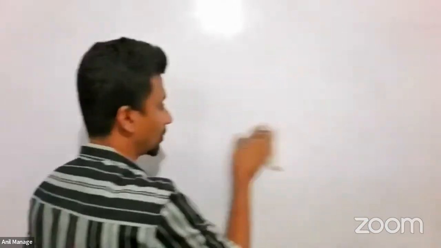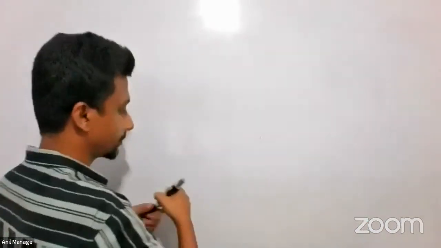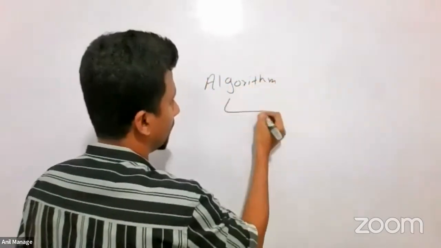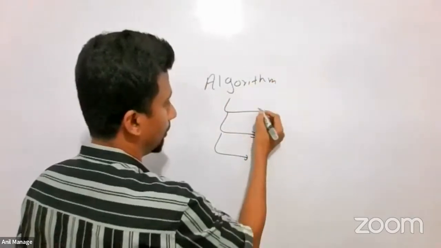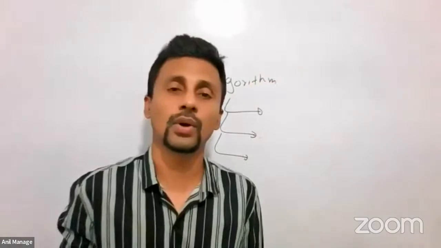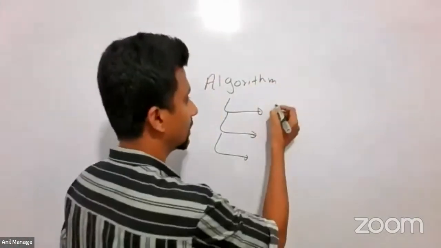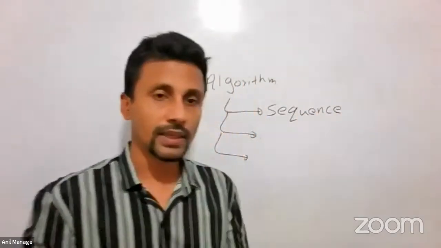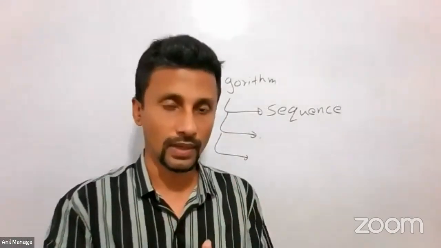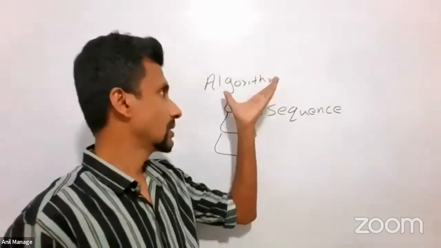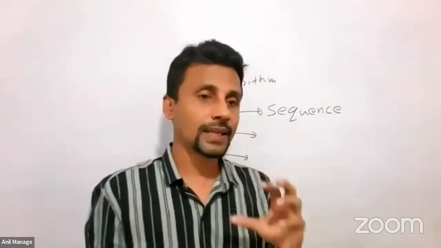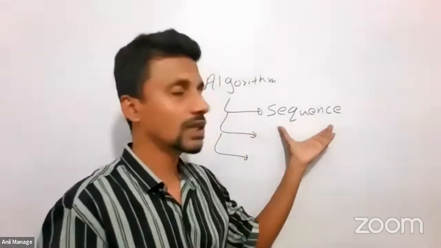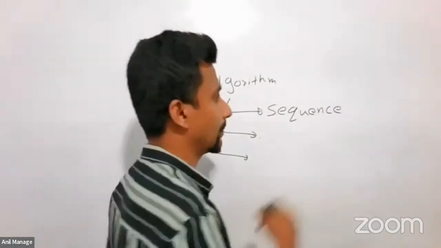Then when you take a flowchart or pseudocode, this algorithm can have three different methods. That is called control structures. One is sequence. Sequence means when you are trying to solve a problem, you are following some steps. Those steps are called an algorithm. The steps go one after another. That is called sequence.